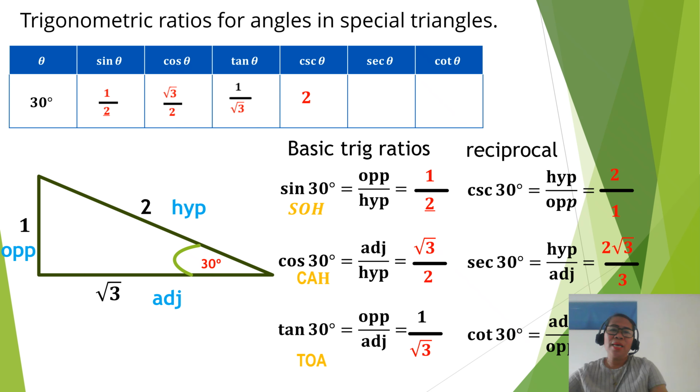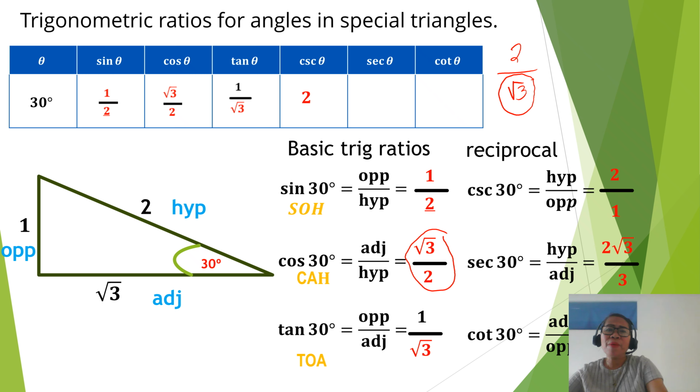Now remember guys that the secant is the reciprocal of cosine. So we will be reciprocating this. So what is the reciprocal? 2 over square root of 3. What is the law of radicals? The law of radicals says if the denominator is containing a radical expression, it remains unsimplified. So since it is unsimplified, we will simplify it.